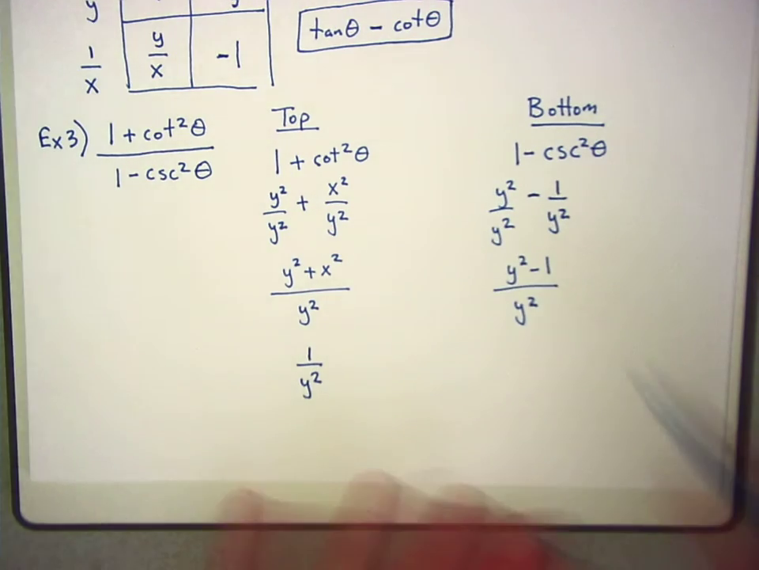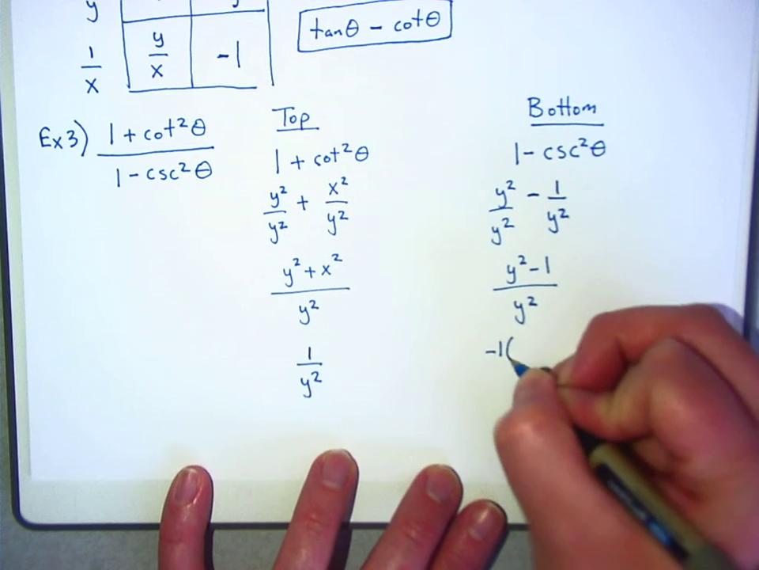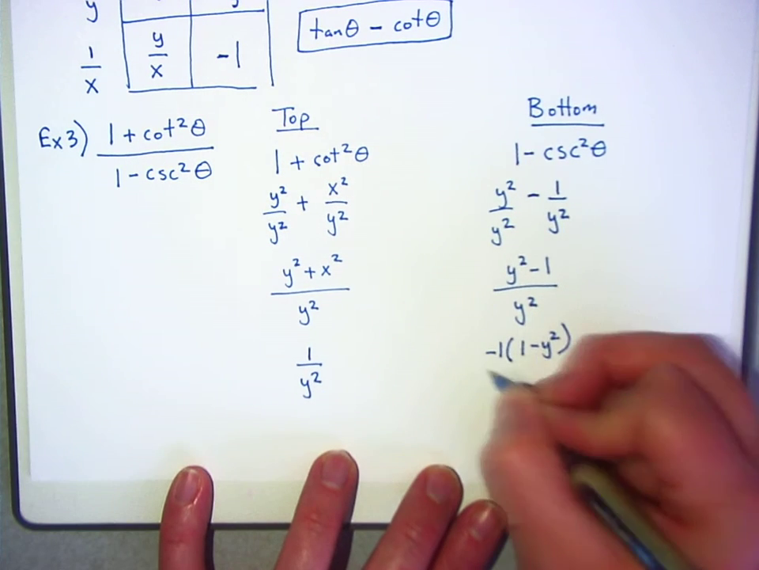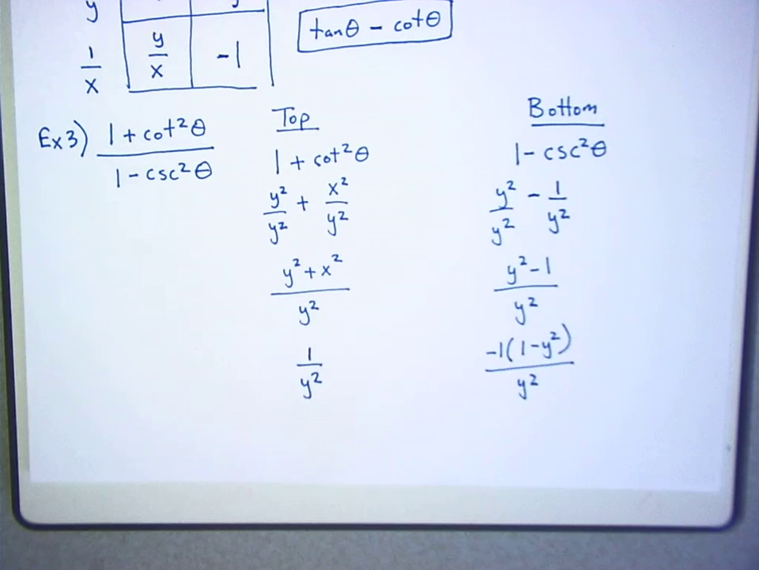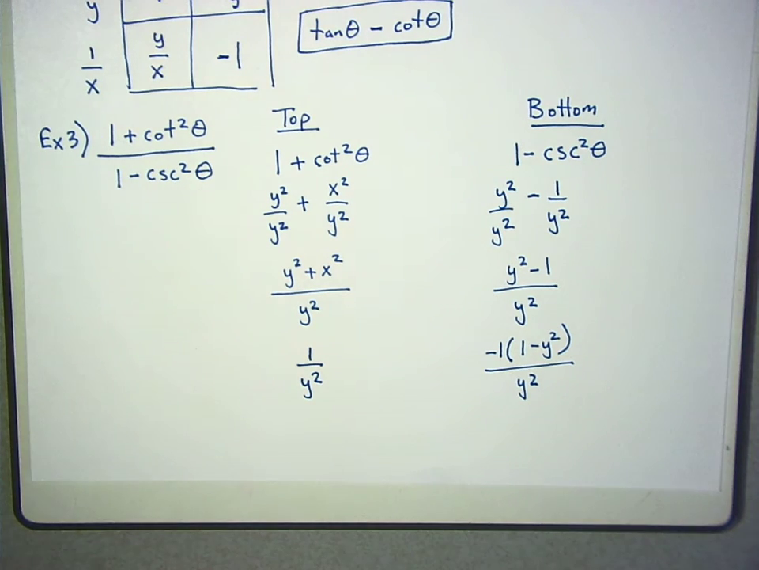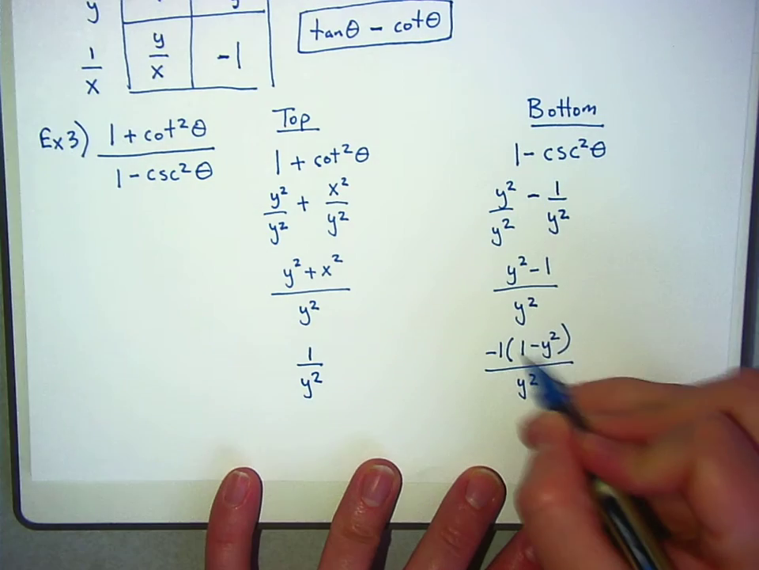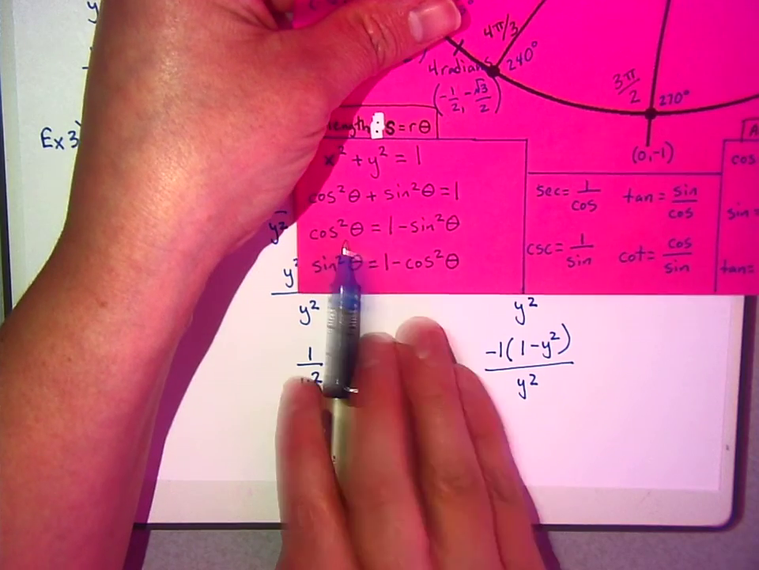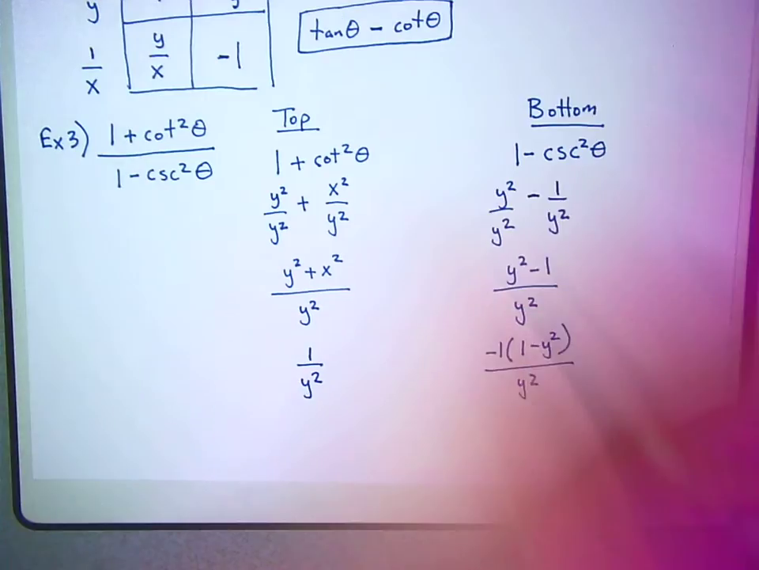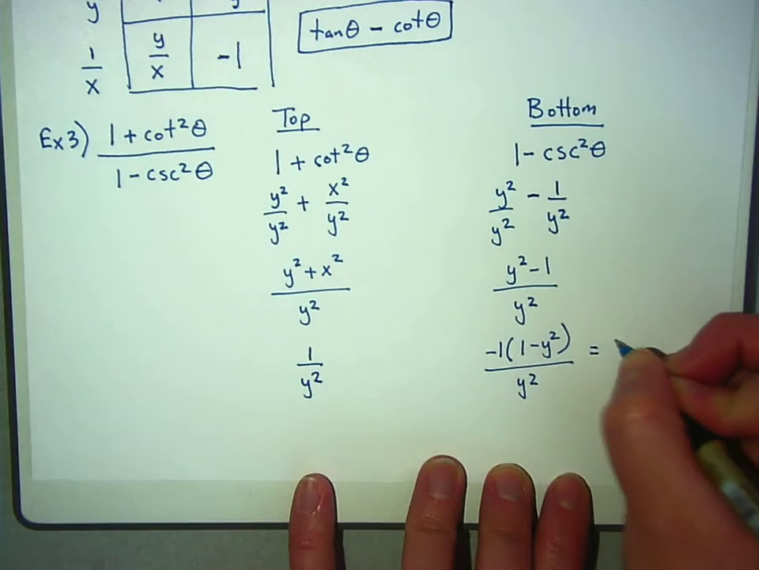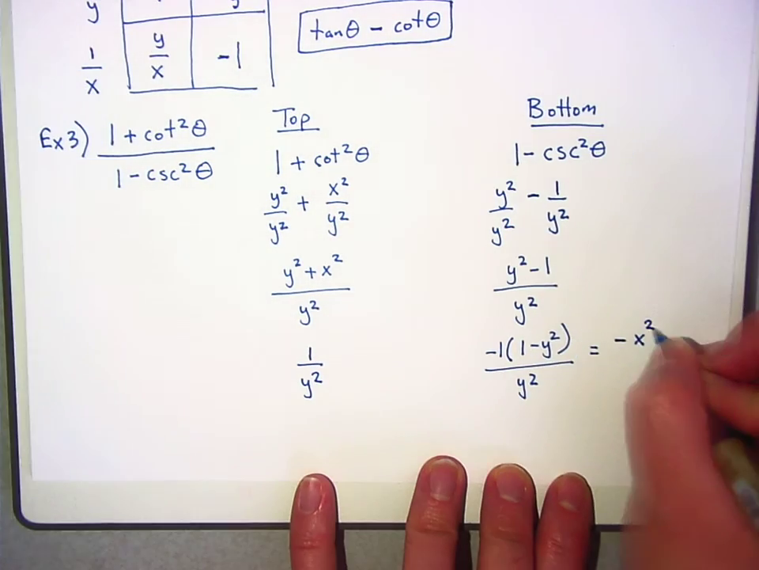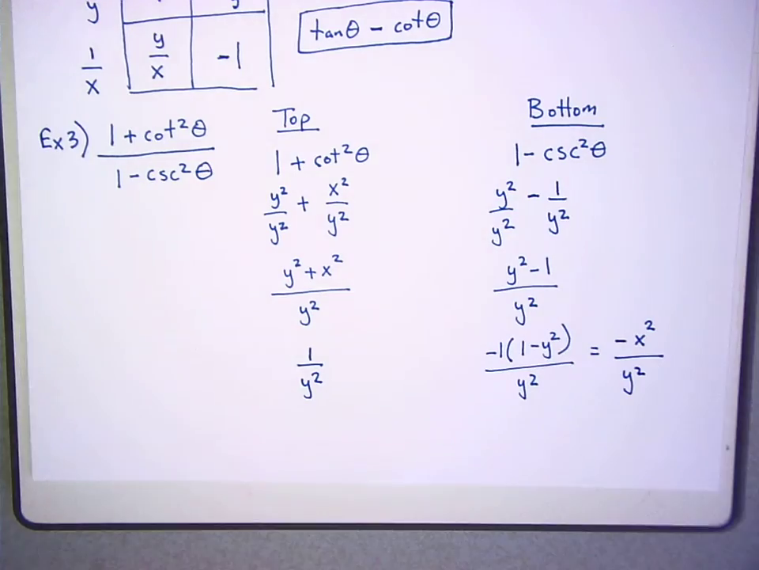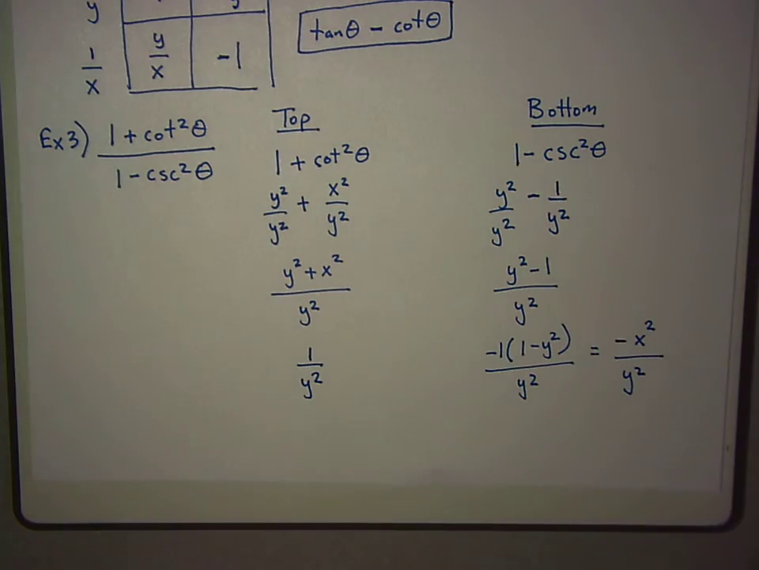So I'm going to factor out a negative 1 and make it 1 minus y squared. Because if I were to distribute that negative 1 right now, it would make this negative and that y squared positive. Do you see how I just took it out a little bit there? And now I'm going to replace this 1 minus y squared with x squared because you guys just said that cosine squared is equal to 1 minus sine squared, right? So that's equal to negative x squared over y squared. Do you guys know where the negative came from? So 1 will be the one right here.